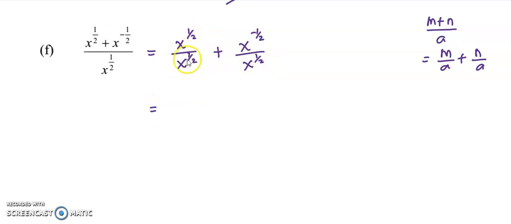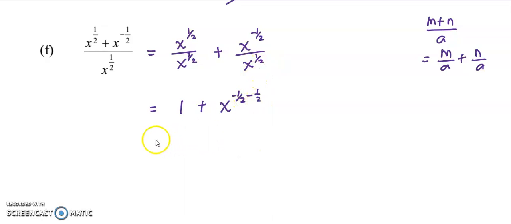I'm going to settle term by term so that it is easy for me. So x power of 1 over 2 divided by x power of 1 over 2, which is the same number divided by the same number, you get 1. Plus x power of negative 1 over 2 divided by x power of 1 over 2. You can always use the rules of indices, where the operation is divide, meaning that you can take the power at the numerator, subtract the power at the denominator.